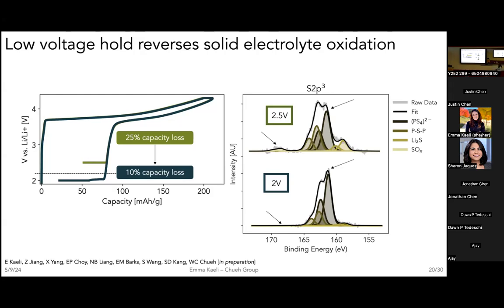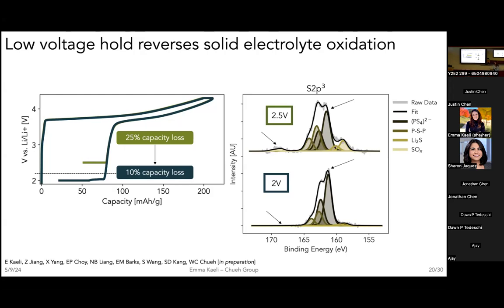And then additionally, we see an increase in the relative magnitude of the PS4 subunit, which is one of the main components of our original solid electrolyte. Again, indicating that we are getting a bit more reduction of our solid electrolyte, which could be closer to its original form. Okay, these are more active cycling, however, which is not equilibrium capacity as I promised you.